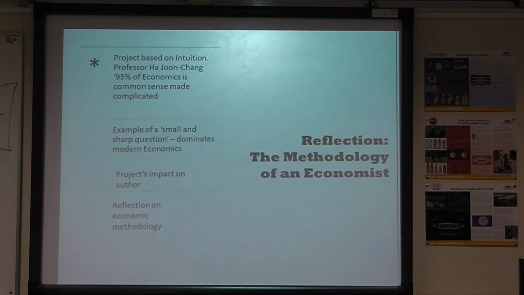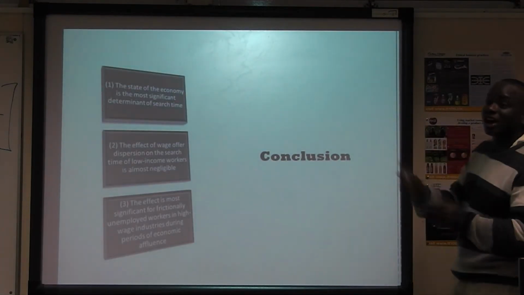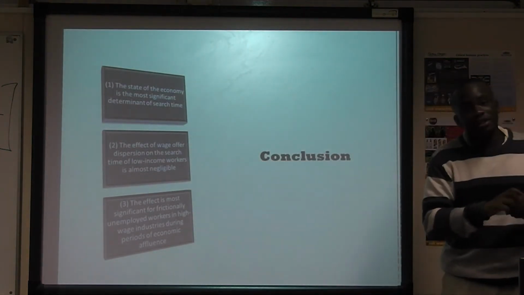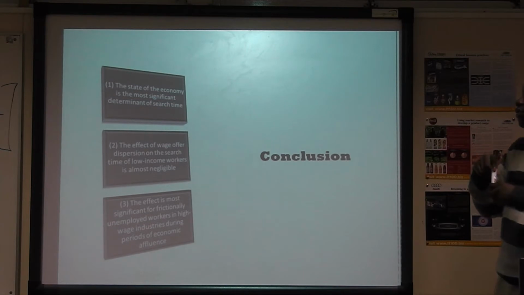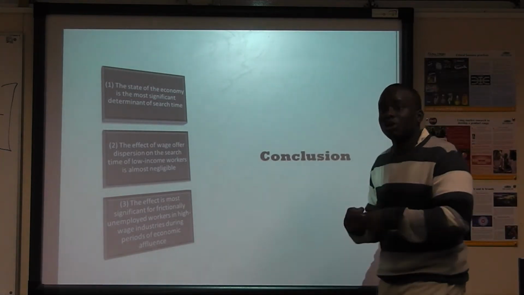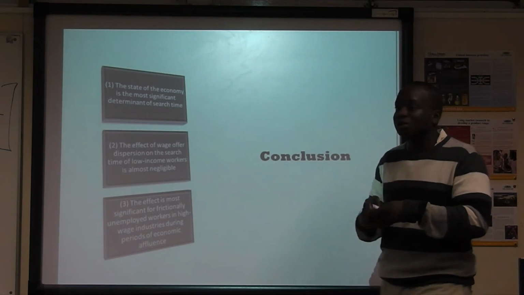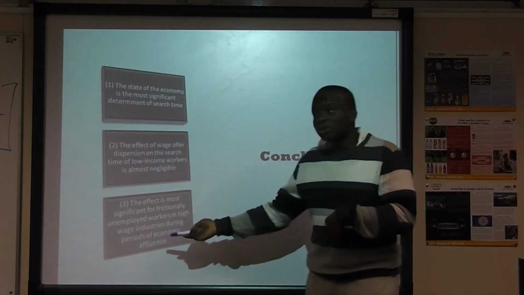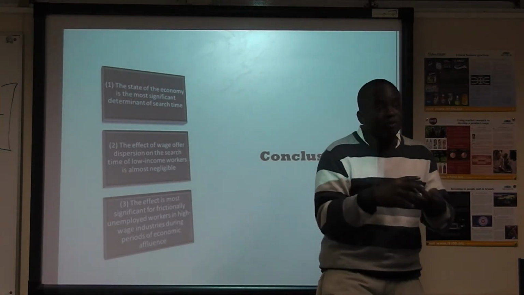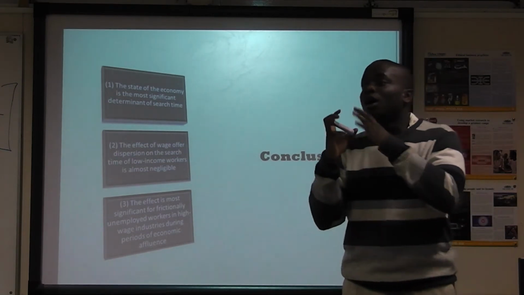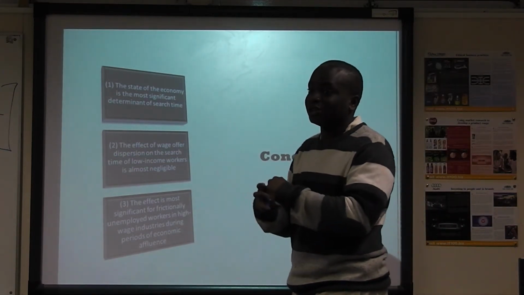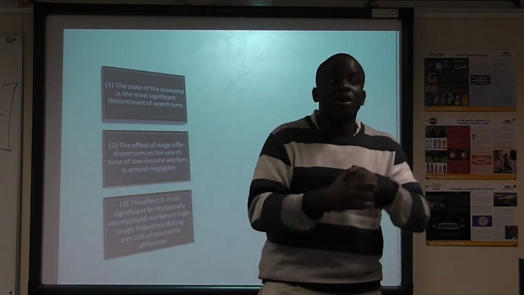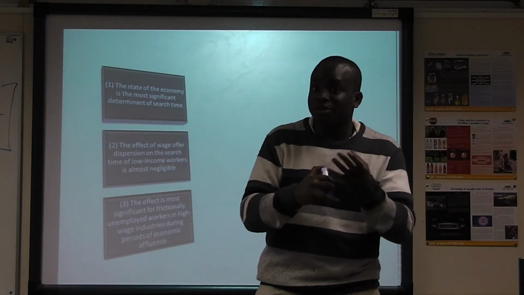But going back to the problem, these are the three most important things I think I found through my research. Number one, the state of the economy is the most significant determinant of search time. Number two, the effect of wage offer dispersion on low-income workers is almost negligible, so it's almost not even worth discussing. And I also conclude, importantly, that the effect of dispersion is most significant for fractionally unemployed workers in high-wage industries, where dispersion means they're turning down quite a lot in monetary terms.